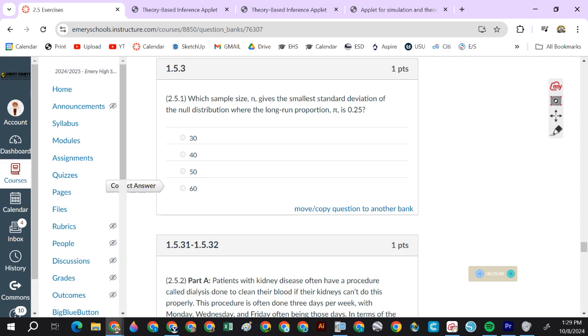Which sample size gives the smallest standard deviation? When sample size goes up, standard deviation goes down. If sample size stays the same, which value of pi will give you the largest standard deviation? 0.5. 0.5 is as big as it can get. If you get away from 0.5, your standard deviation gets smaller.